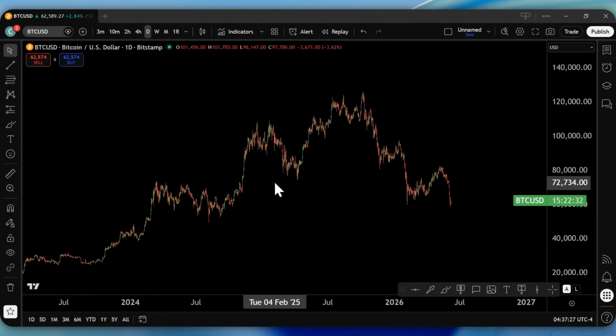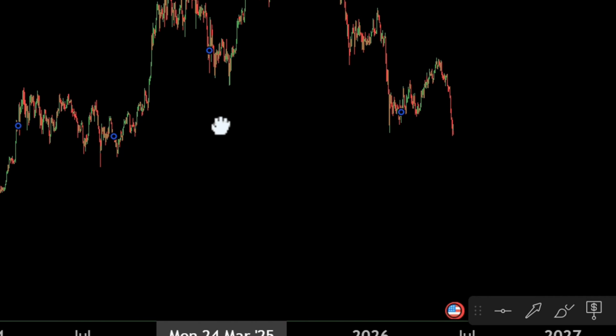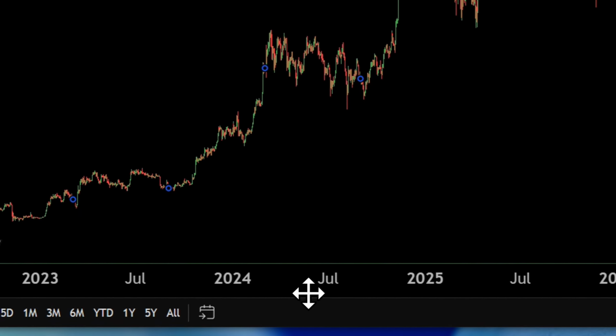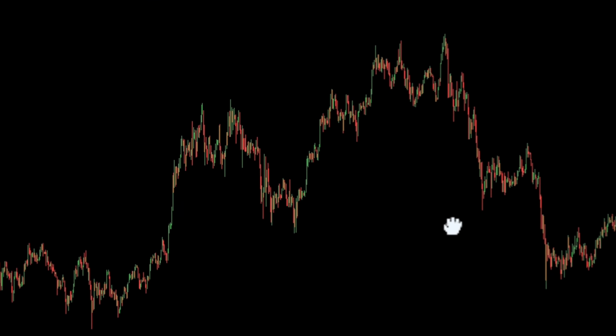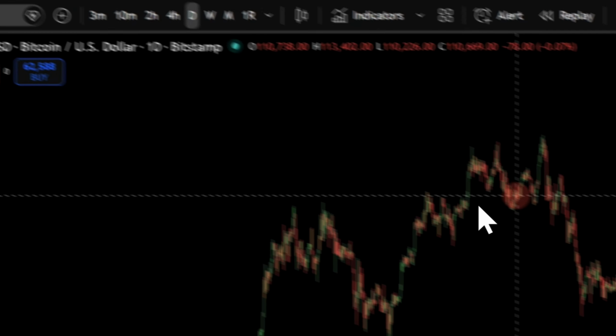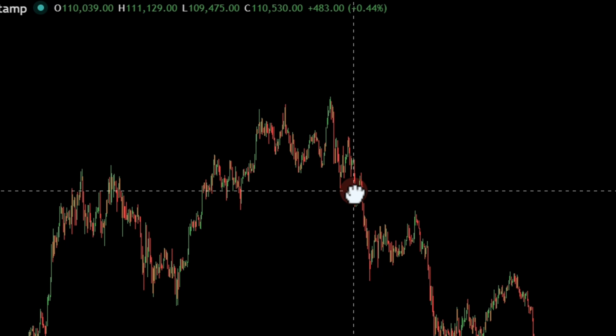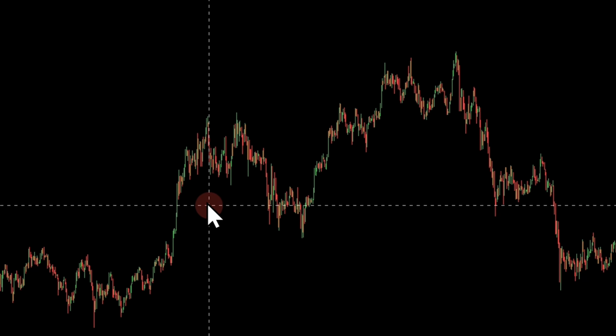If you're new to trading, there's one mistake you should avoid at all costs: risking real money before you understand how trading actually works. The good news is that you don't need to. TradingView includes a built-in paper trading simulator that lets you practice with virtual funds while using real market data and real chart movements. In this video, I'll show you how to use it step by step.